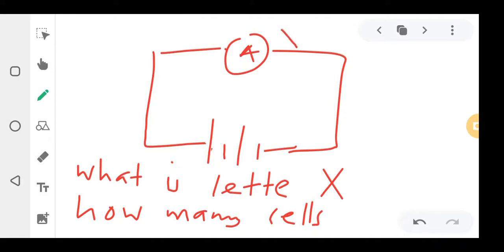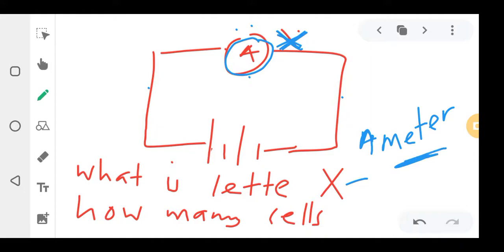So they'll put letter X there, and you're asked, what is letter X? The letter X is this one, so the answer for the first one is ammeter. They don't tell you, they just say letter X. They can say what is letter B, but you know that is an ammeter. It can be anywhere, but I said letter X, so letter X is an ammeter.